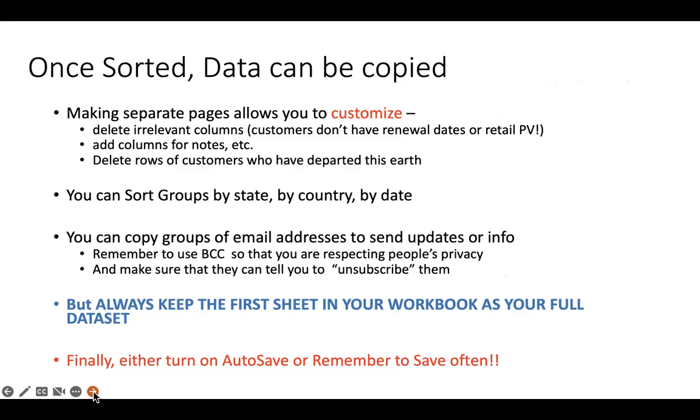So once it's sorted, data can be copied. Making separate pages allows you to customize. You can delete irrelevant columns, add columns for notes or dates, etc. Delete rows who have departed customers. You can sort groups by state, by country, by date, etc. You can copy groups of email addresses to send updates or information. And when you do that, remember to use BCC so you're respecting people's privacy, and make sure they can tell you to unsubscribe if they no longer want your communication. But always keep the first sheet in your workbook as your full data set. Finally, either turn on autosave or remember to save often.